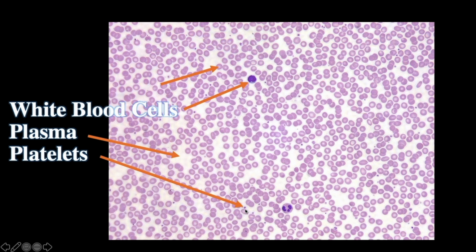Okay, so I don't have it written here. Red blood cell, white blood cell, platelets and plasma for your blood.